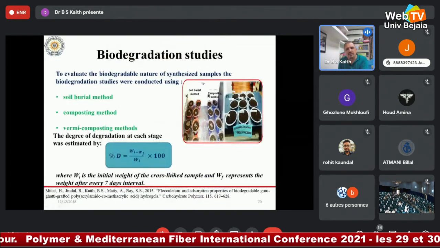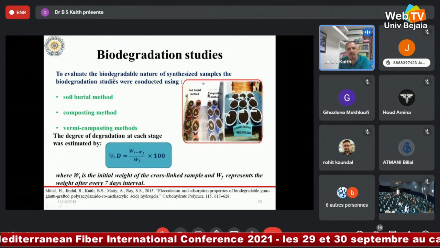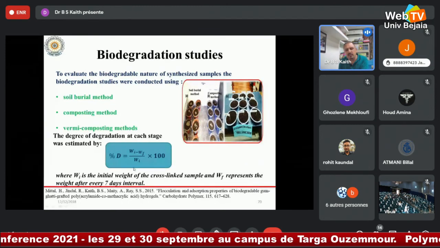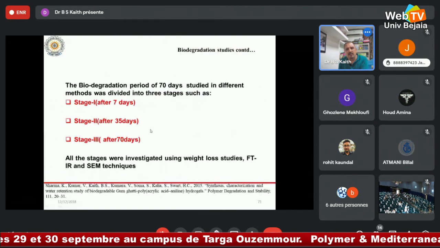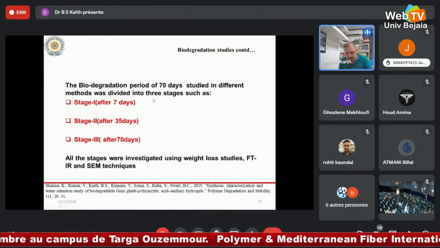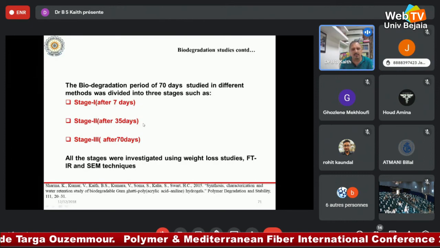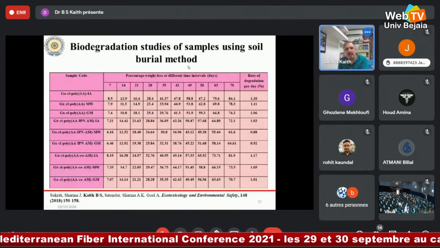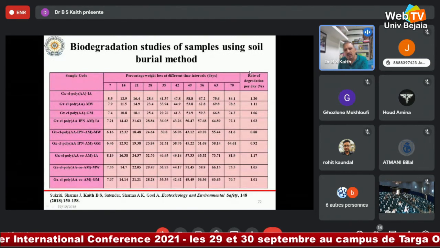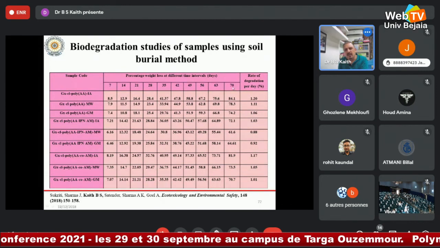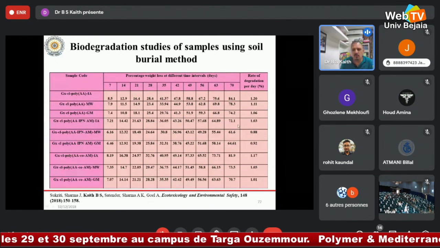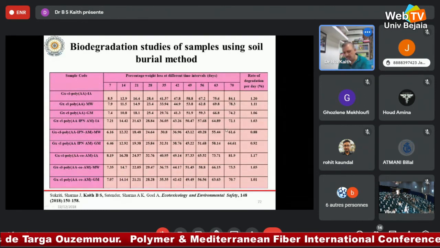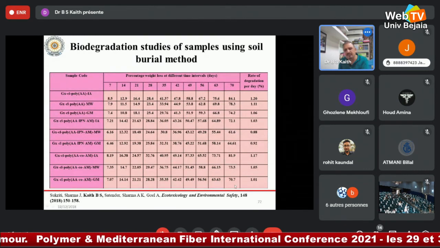So further, we studied the biodegradation behavior of such materials through soil burial method, composting method, and vermicomposting method. Three methods we used, and biodegradation behavior was studied at the interval of 7 days, 35 days, and 70 days. And you'll find that in case of soil burial method, within 70 days, the degradation was more than 80%, and almost the sample got degraded in the soil. There was no problem with the degradation of the samples.